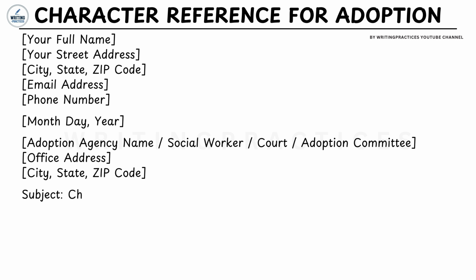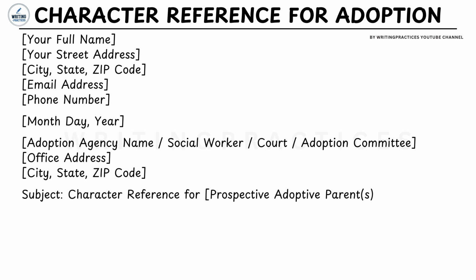Subject line. The subject line clearly identifies the purpose of the letter. For example, subject, character reference for Daniel and Melissa Carter. This immediately tells the reviewer what the letter concerns. Use the full legal name of the prospective adoptive parent or parents.